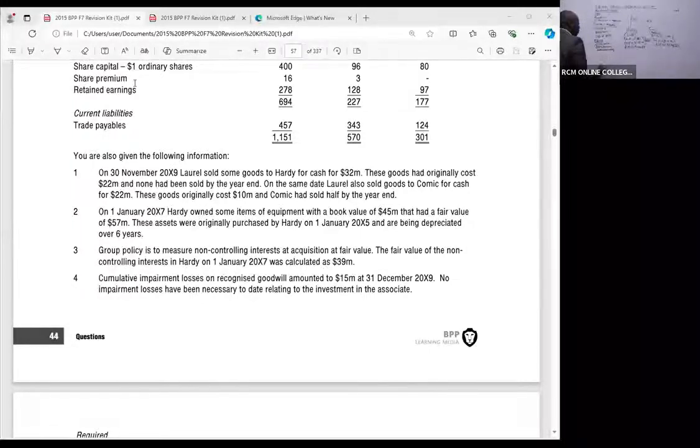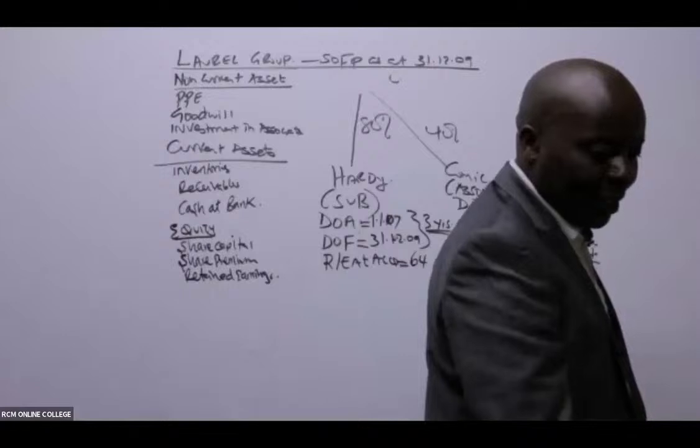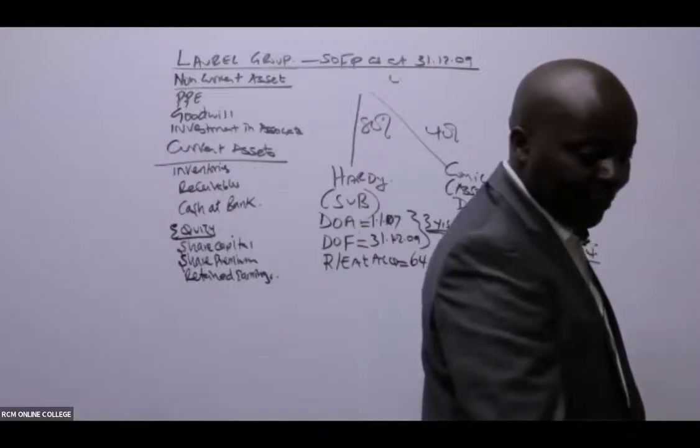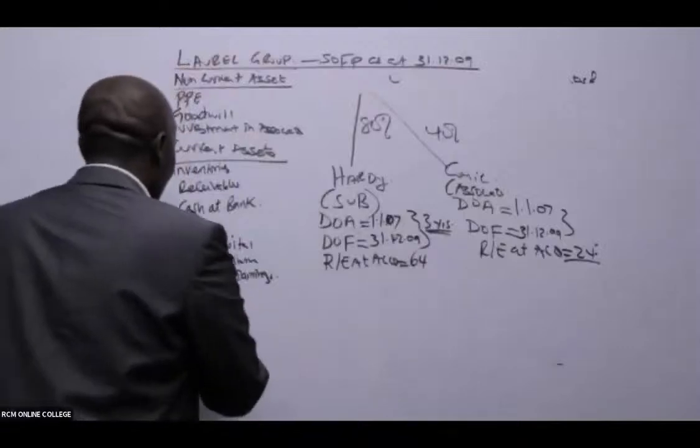But there is a new baby coming here. NCI, yes, NCI. So we have here non-controlling interest.